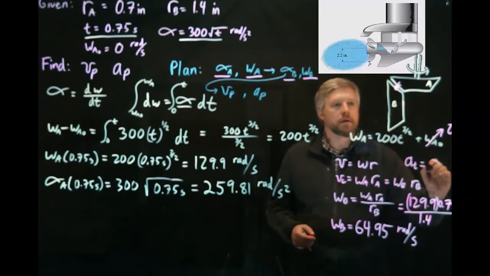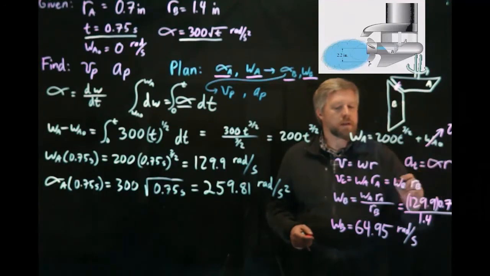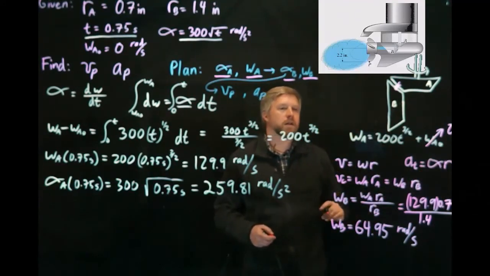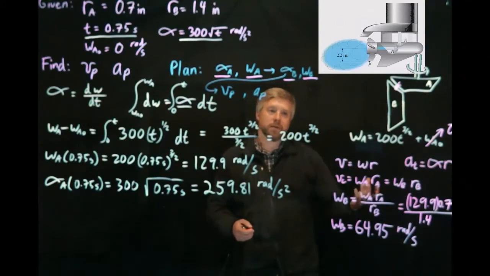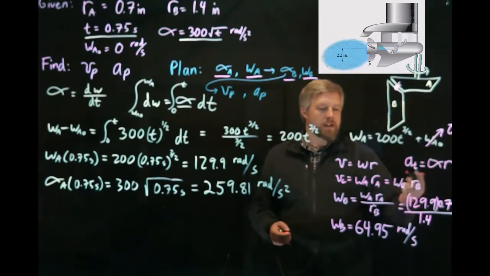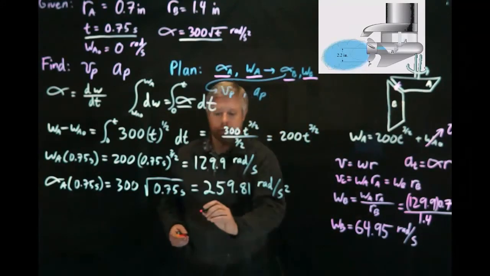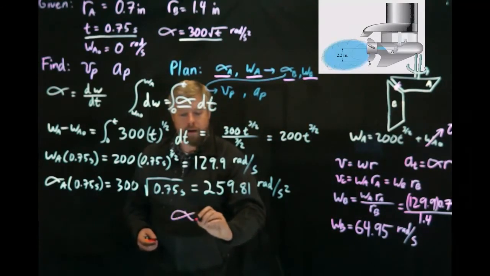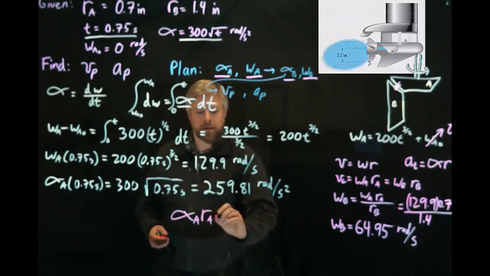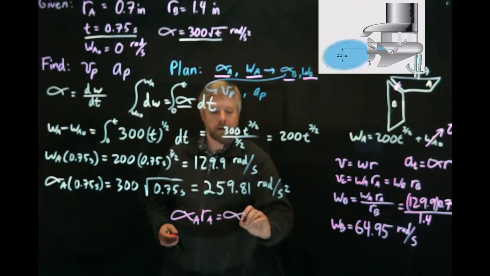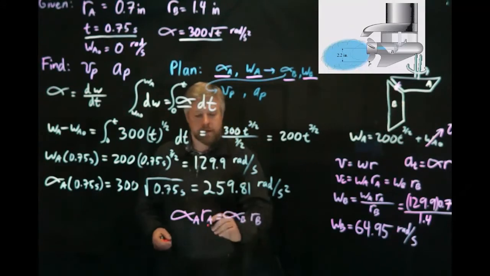alpha times r. You can see that the equation is very similar. The tangential acceleration is equal to alpha times r, the angular acceleration times the radius. Now, we can use that from the A gear and the B gear, and of course, we're going to end up with the angular acceleration of A times the radius of A is equal to the angular acceleration of B times the radius of B. Solve for the angular acceleration of B.